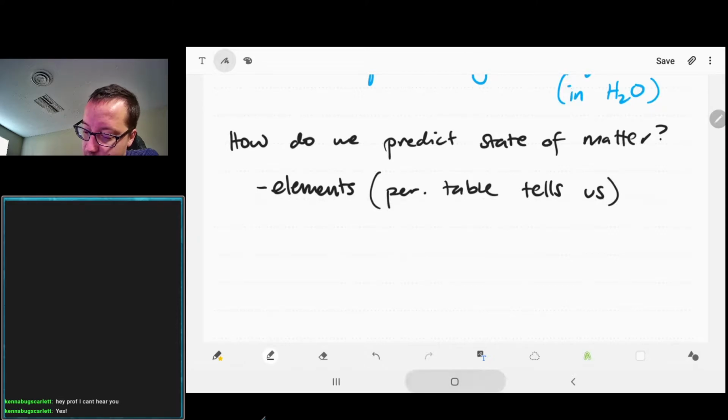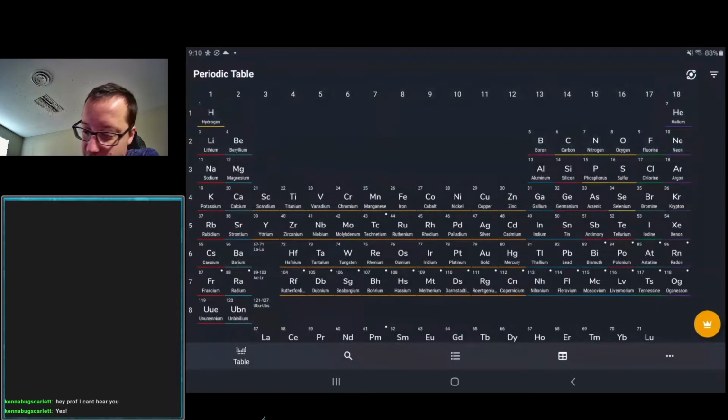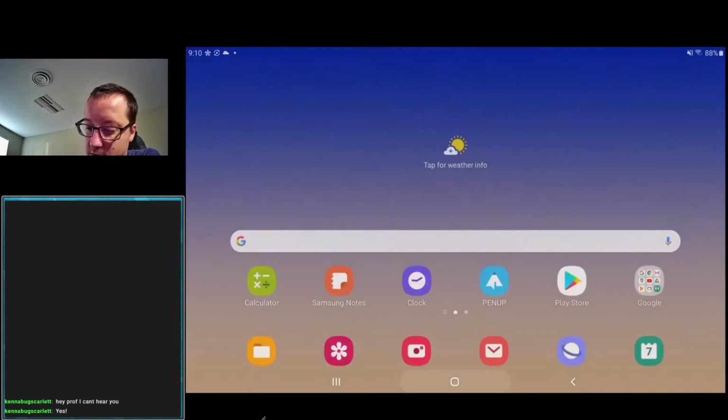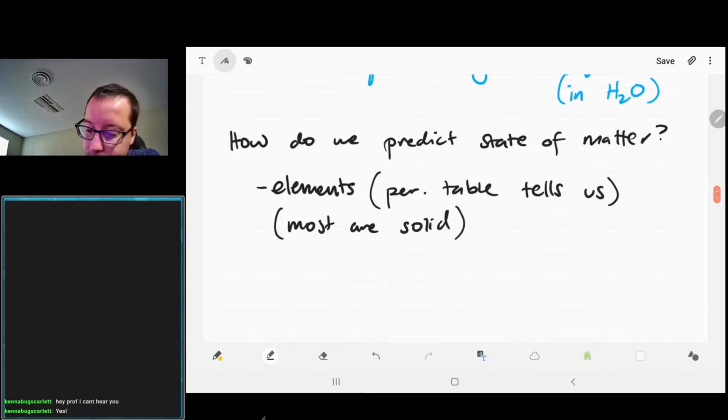If we find our periodic table and open it, I hope this one has a nice way of showing it. Okay, this particular one doesn't really show it, but many periodic tables will color code various elements on here. We're going to see that most are solid. We have a few that are liquid, which are mercury and bromine.